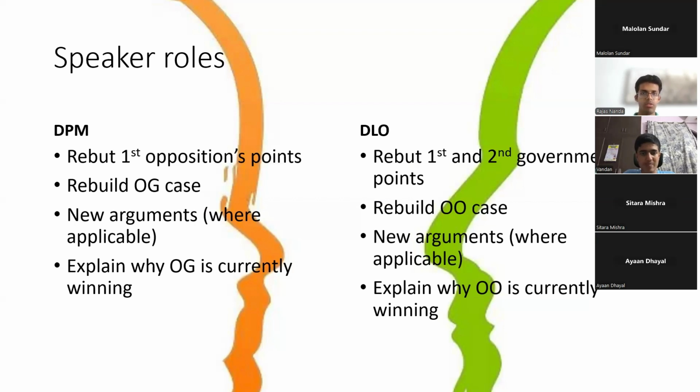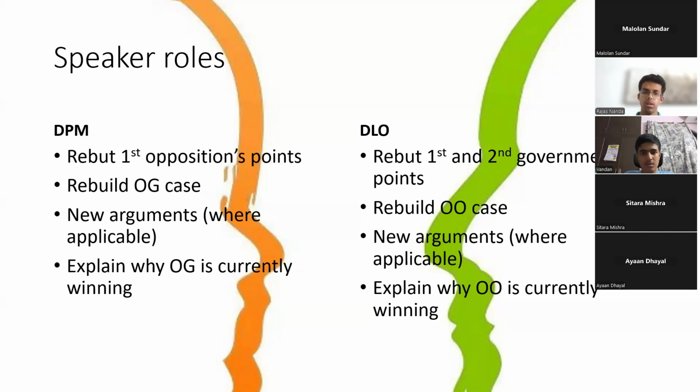Okay, so I'll just quickly summarize it. First, you rebut opposition points. Then you rebuild your own points, which is rebutting the rebuttal. Then you give your own new arguments, which you previously decided with your partner they were not going to say and that you would be doing it in your speech. And finally, you explain why your team as a whole is winning.